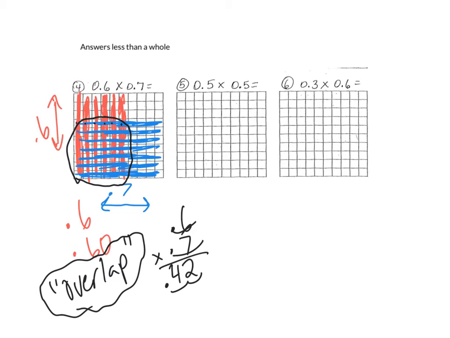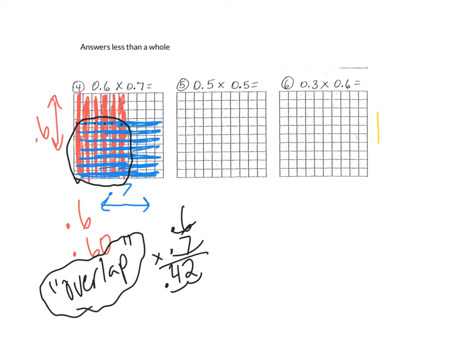Okay, I'm going to try to do one more on this page. I'm not going to do every single one. So I'm going to switch, and I'm going to go over to the last problem, which is 3/10 times 6/10. And again, I'm going to take the same approach here. I'm going to think, okay, up and down and left and right.